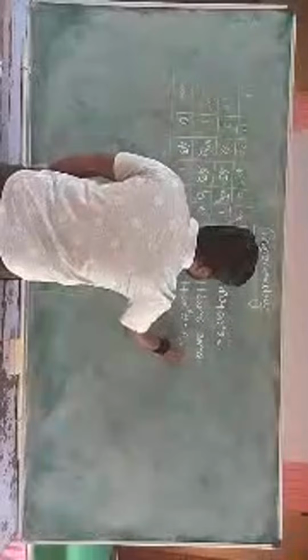After this, trigonometric identities. How many are there? Only three identities. The first one is sin square theta plus cos square theta is equal to 1. The second identity is 1 plus tan square theta is equal to sec square theta. And the third identity is 1 plus cot square theta is equal to cosec square theta. So these are the three identities: first, second, and third.